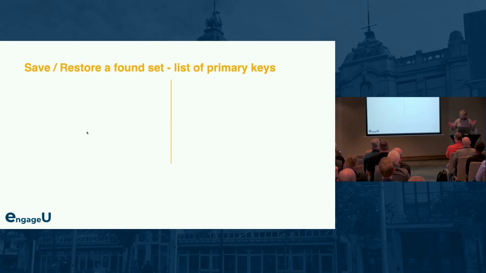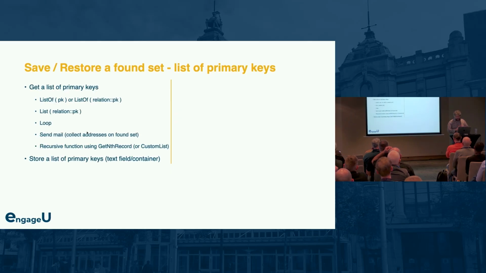So, first technique, very simple. Get a list of primary keys, right? So, how to get a list of primary keys? There are a number of ways, but you have the summary field, summary operator, which is list of. Okay, it's one of the ways to collect a list of primary keys.